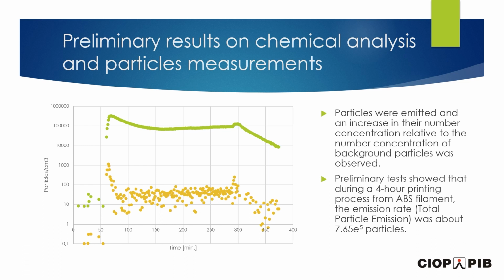This research is focused on trying to add some information for the users about which filaments are actually less emissive. That means our preliminary results showed that after a 4-hour printing process from the most popular ABS filament, the emission rate of total particle emission was about 7.565 × 10^5 particles.